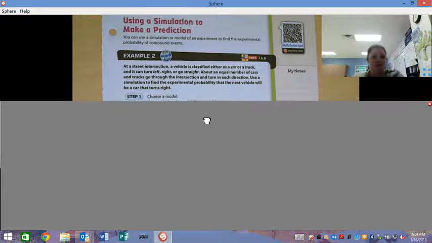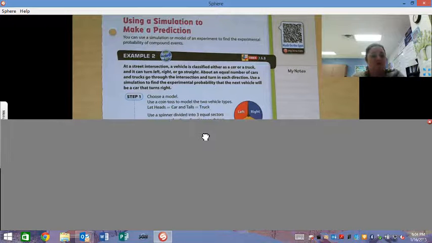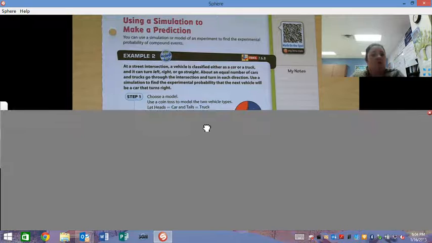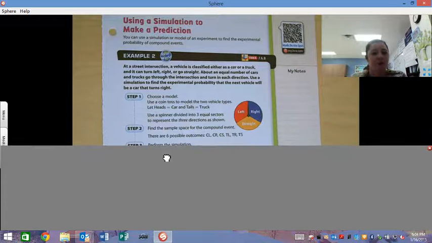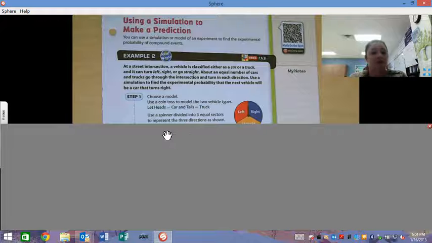So, step 1, we need to choose a model. What kind of model do we want to use? We're going to let a coin toss model the 2 vehicles. So heads can be cars, tails can be trucks. If you would like to use a manipulative, meaning you want to use your hands, get a coin from the table by the window. That's what they're there for you to use. Okay, I'm going to use a spinner divided into 3 equal sectors to represent the 3 directions shown. You've got left, right, and straight.